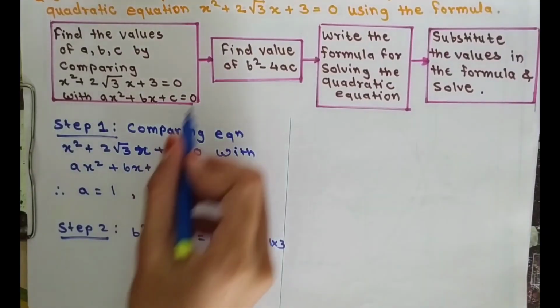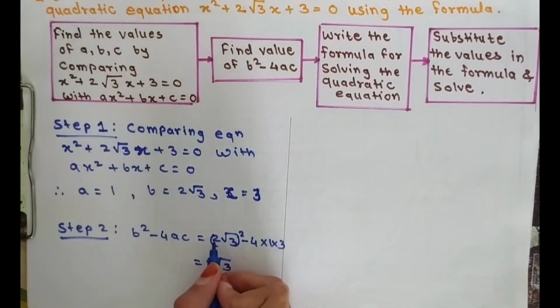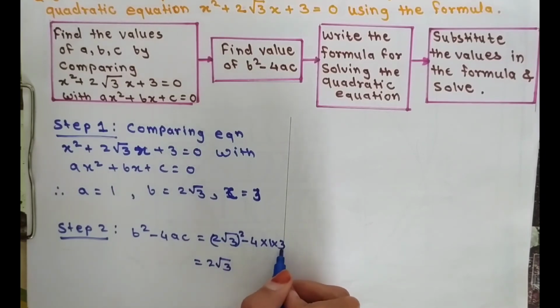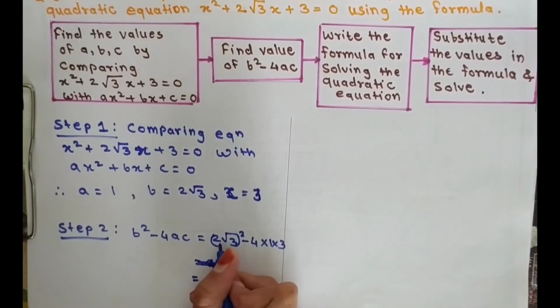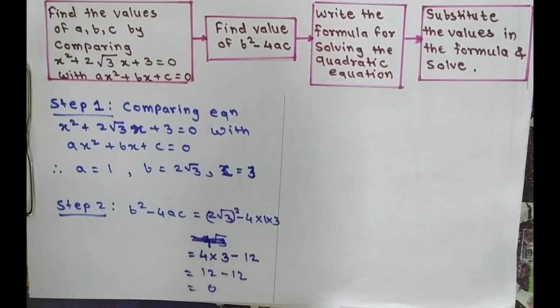Step 2 is find the value of b square minus 4ac. So, b square minus 4ac is equal to 2 root 3 square minus 4 multiplied by 1 multiplied by 3. So, 2 root 3 square is 2 square is 4 multiplied by root 3 square is 3, so minus 4 threes are 12. So 12 minus 12 is equal to 0.